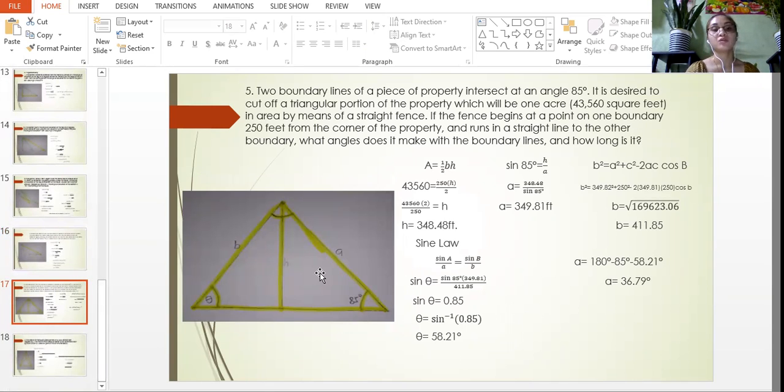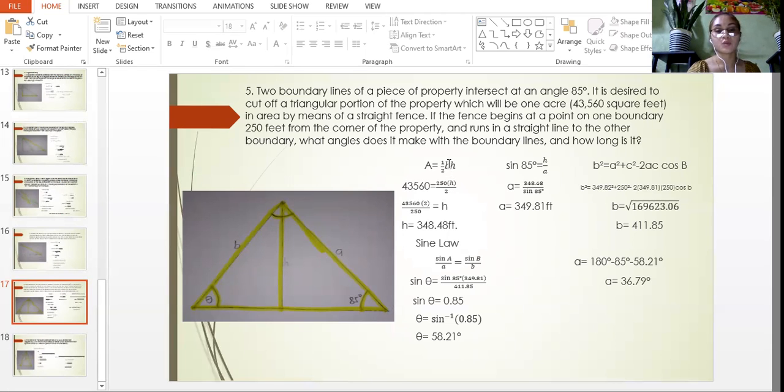Number 5. Two boundary lines of a piece of property intersect at an angle of 85 degrees. It is desired to cut off the triangular portion of the property which will be 43,560 square feet in area by means of a straight fence. If the fence begins at a point on one boundary 250 feet from the corner of the property and runs in a straight line to the other boundary, what angles does it make with the boundary lines and how long is it?